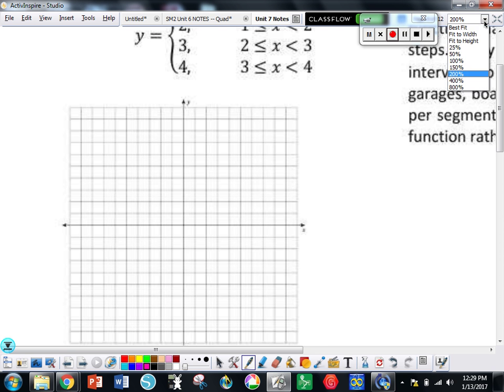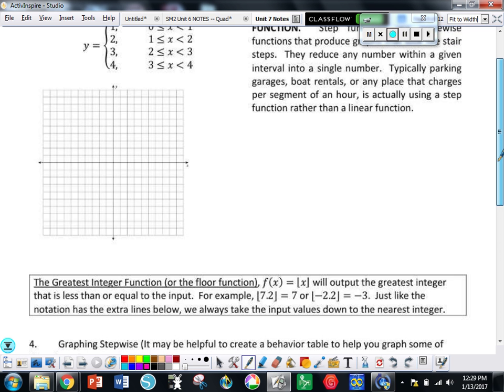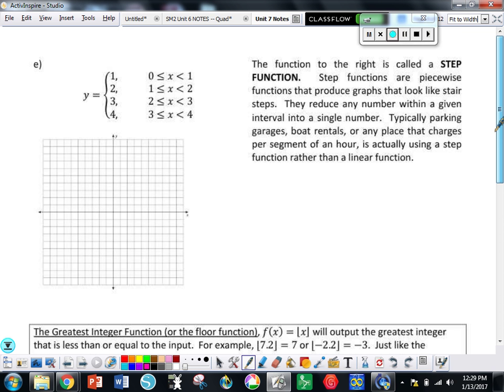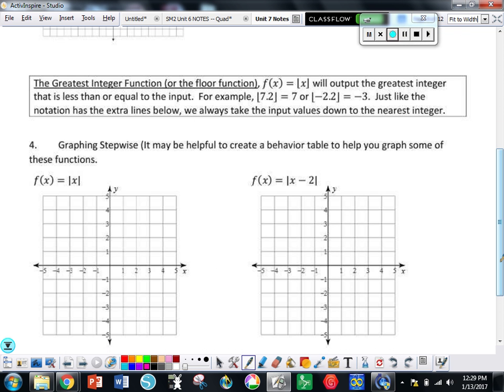Okay, let me zoom back up. And I think that's what this paragraph says, so we're not going to read it. There are several different kinds of step functions. We're focusing on one of them, called the greatest integer function, or the floor function. There are two kinds: the floor function and the ceiling function. One of the functions rounds down, and the other rounds up.